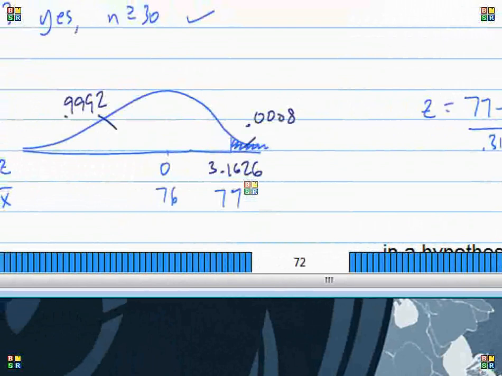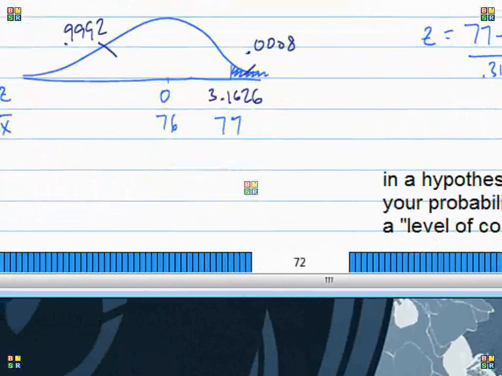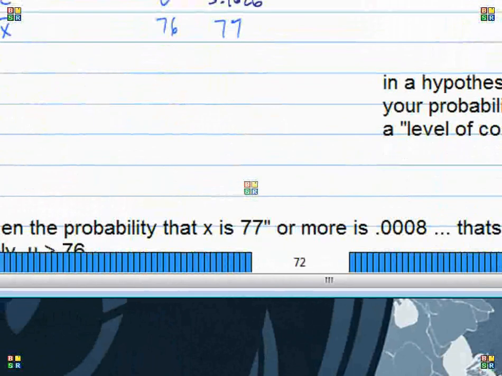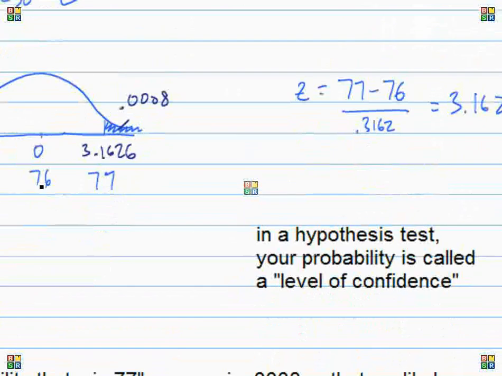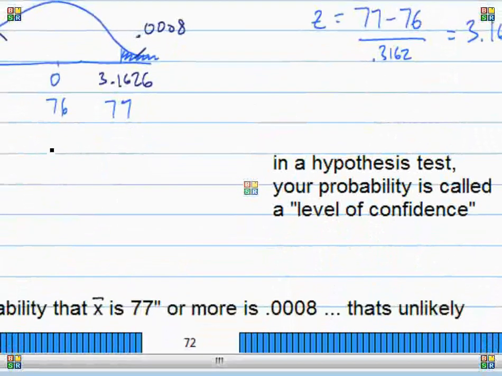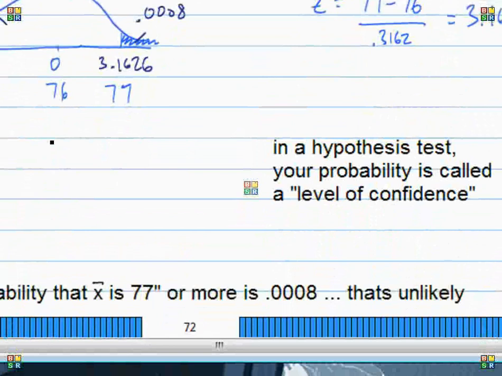So here comes the final step in a hypothesis test question. What do you do? So, if mu equals 76, then the probability that x bar is 77 inches or more is 0.0008. Would you say that that's likely or unlikely? Unlikely. That's very unlikely. I'm going to show you how to write it down for real now. So, knowing that, here's how we state our conclusion.